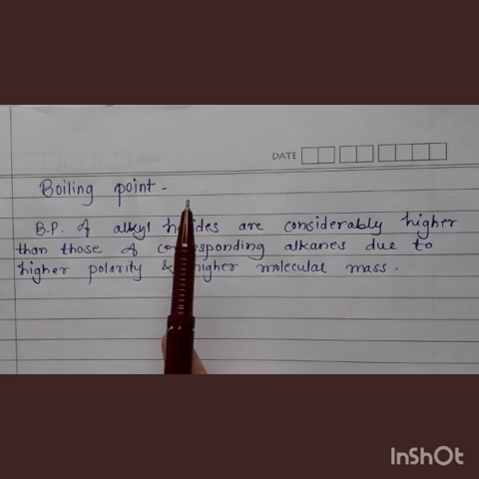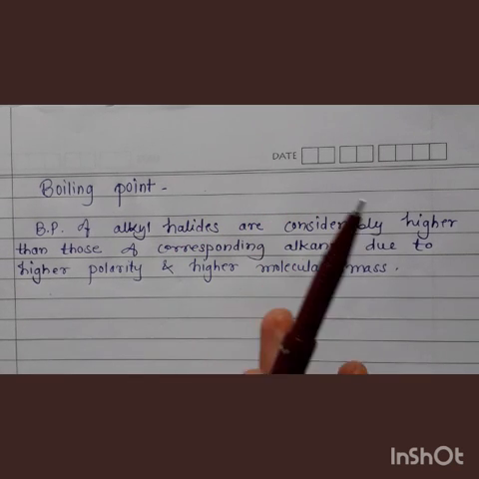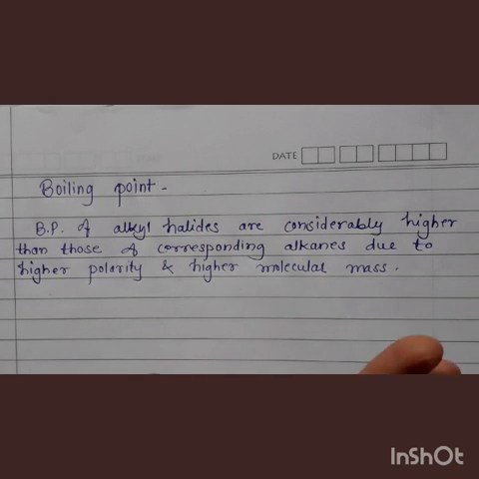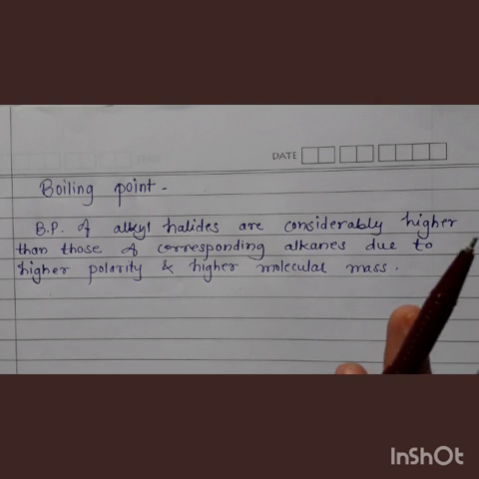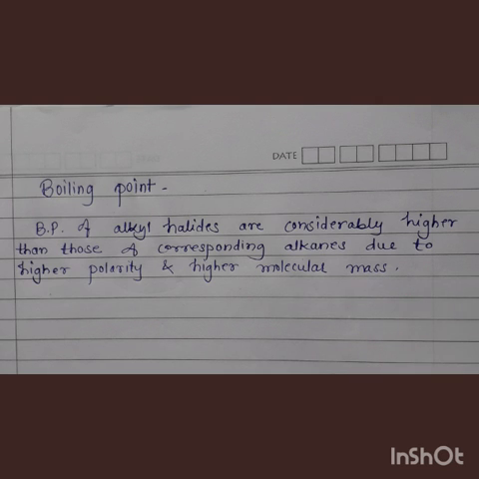So let us see boiling points of alkyl halides. If we compare the boiling points of alkyl halides and the boiling points of corresponding alkanes, you will find that the boiling points of alkyl halides are higher than those of corresponding alkanes, and the reason behind it is higher polarity and higher molecular mass of alkyl halides. Understand? Molecular mass and polarity of alkyl halide is greater as compared to alkanes, and that's why the boiling points of alkyl halides are greater.